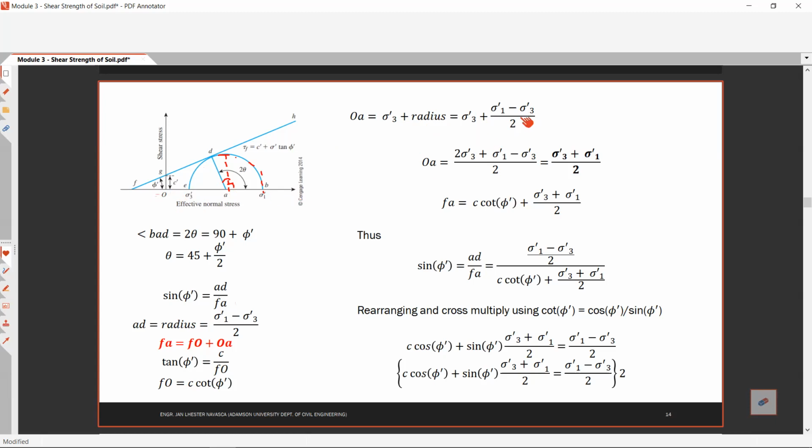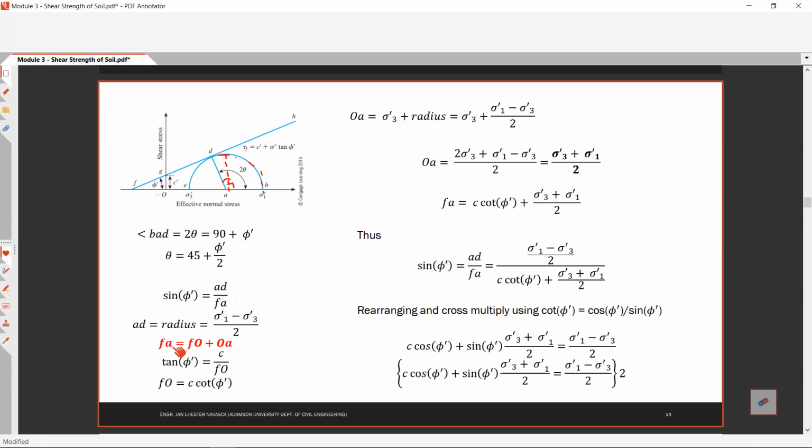So inserting the value of the radius AD, you have your OA as sigma3 prime plus sigma1 prime minus sigma3 prime over 2. So simplifying, multiply all terms by 2: we get 2 sigma prime 3 plus sigma prime 1 minus sigma prime 3 over 2. That is equal to sigma prime 3 plus sigma prime 1 over 2. So we now have our OA.